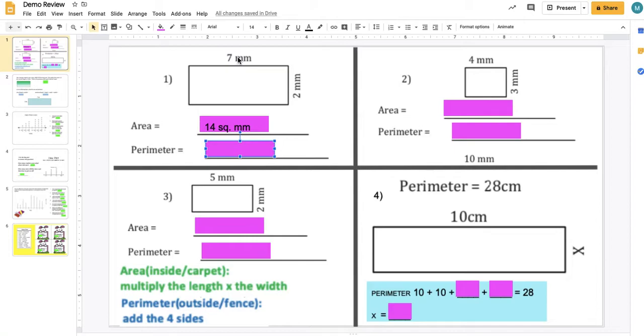The perimeter, the formula I know is to add all 4 of the sides. So I would do 7 plus 2 plus 2 plus 7. 7 and 7 gets me to 14, 15, 16, 17, 18. My perimeter should be 18 millimeters.